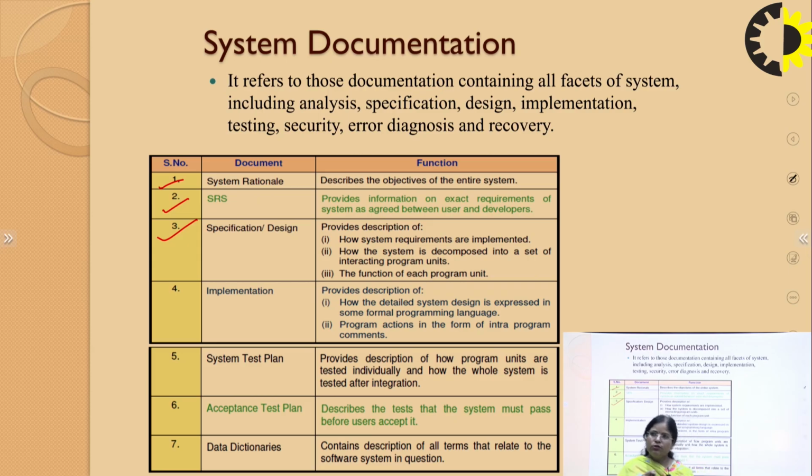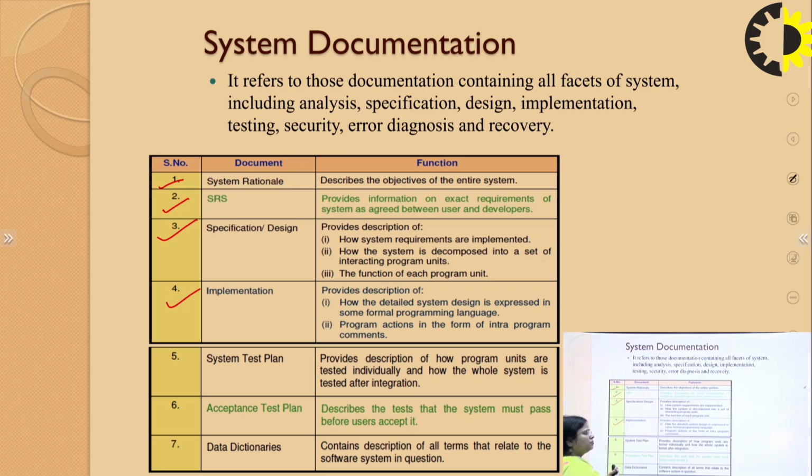And if we want to track when we have applied these changes, which other functionalities this change can affect, we can easily track all of this. So software configuration management is an important activity. Next in the system documentation is implementation.